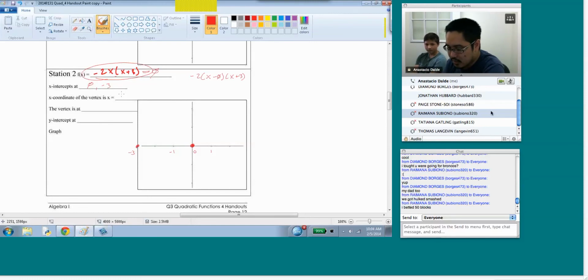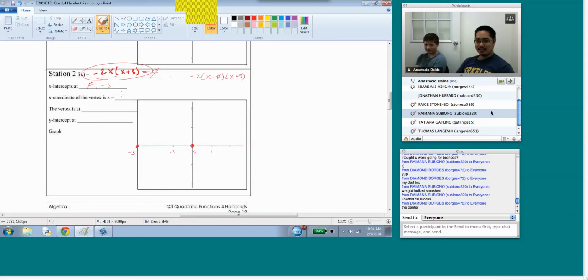What is the x-coordinate of the vertex? Do you understand what that question is asking? It's pretty much the axis of symmetry. What is the axis of symmetry? That's all it's asking. -1.5. -1.5, exactly.